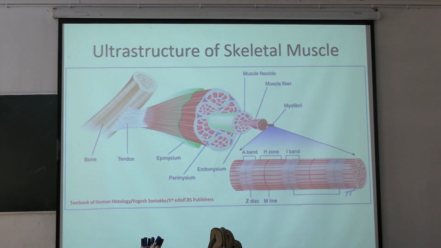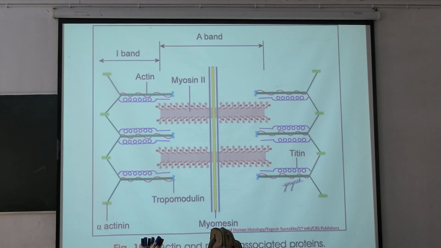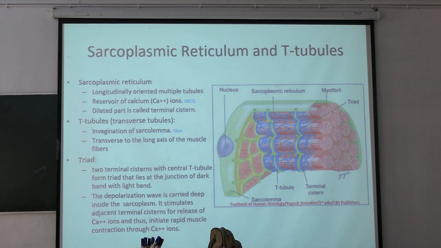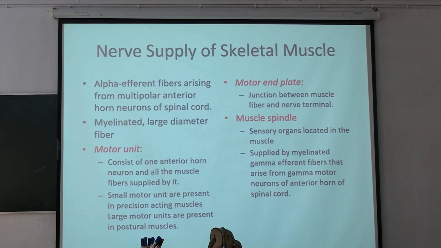Now, ultrastructure of skeletal muscle. This you have to go and read, and see the sarcoplasmic reticulum. Now, these are the differences between red fibers and white fibers. Nerve supply of skeletal muscle, the motor end plate, muscle spindle, motor unit. This will be taught in physiology.